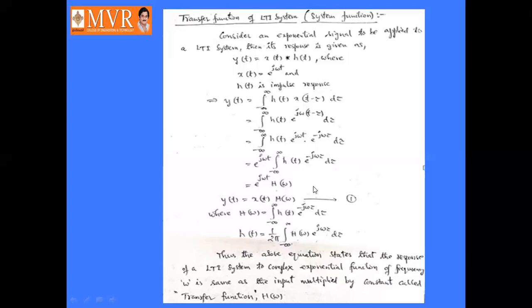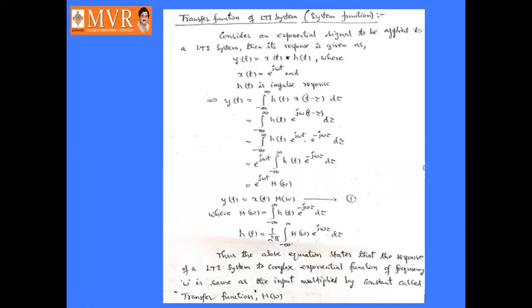So it is equal to e power j omega t into the integral from minus infinity to infinity of h of tau into e power minus j omega tau d tau, that is nothing but h of omega. So y of t becomes e power j omega t into h of omega. E power j omega t is nothing but x of t, so y of t equals x of t into h of omega. Let it be considered as equation number 1, where h of omega is the integral from minus infinity to infinity of h of t into e power minus j omega tau d tau.